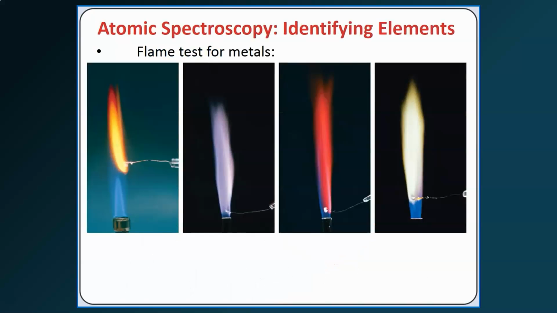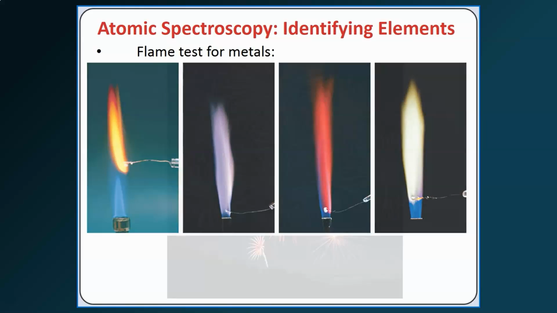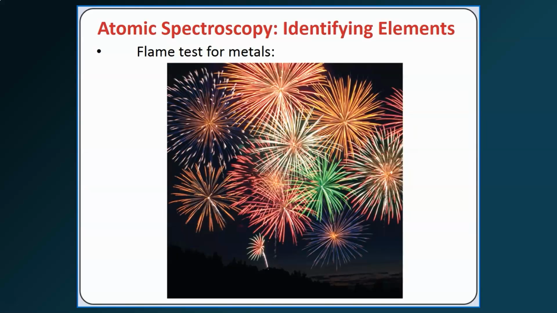Since each element has a unique atomic spectrum, we can use a flame to excite electrons in a metal and observe the color of light that is emitted in order to identify the metal. This is called a flame test for a metal. The creators of fireworks apply the concept of atomic spectra when they use shavings of different metals to achieve different colored lights.